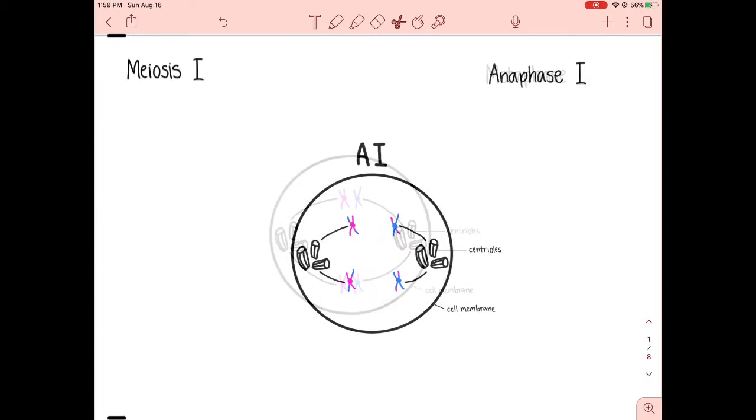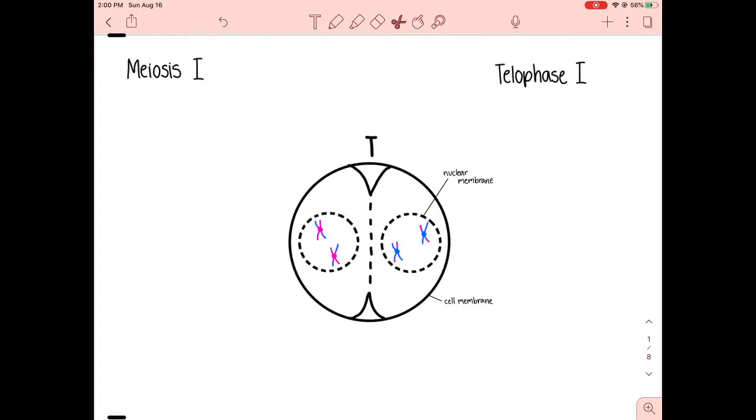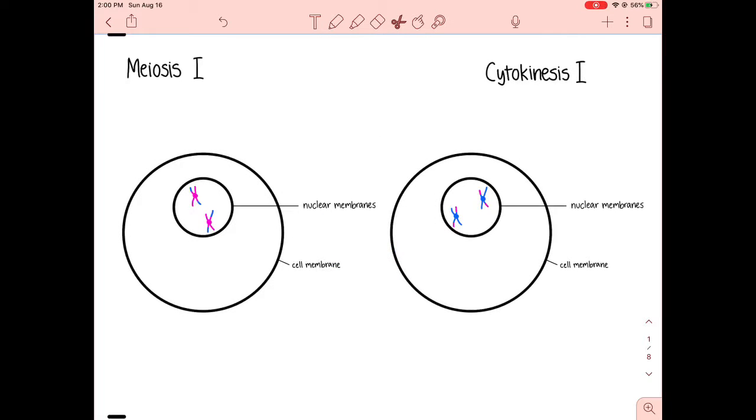The next stage of meiosis I is anaphase I. During this stage, the crossed over homologous pairs split, each going to a different side of the cell. The last and final stage of meiosis I is telophase I. During this stage, the nuclear membrane reappears and goes around the chromosomes. Then the cell will start to split. In between meiosis I and meiosis II comes cytokinesis I, a process which fully splits the cell, leaving us with 2 new cells.